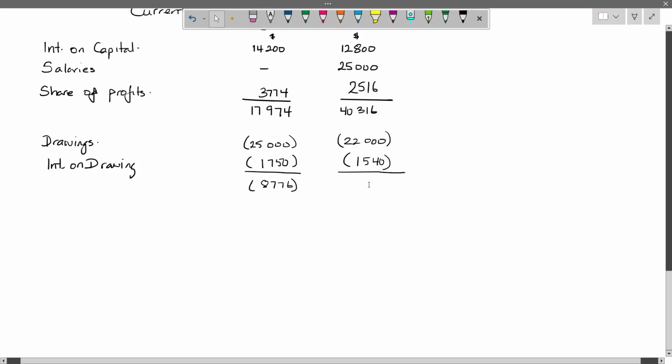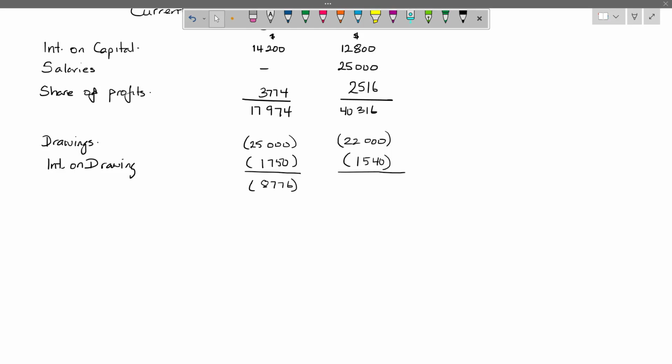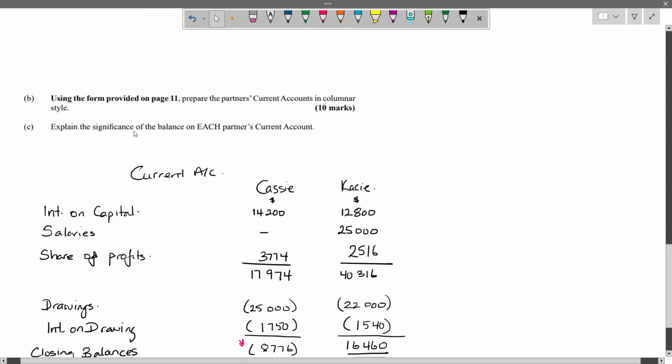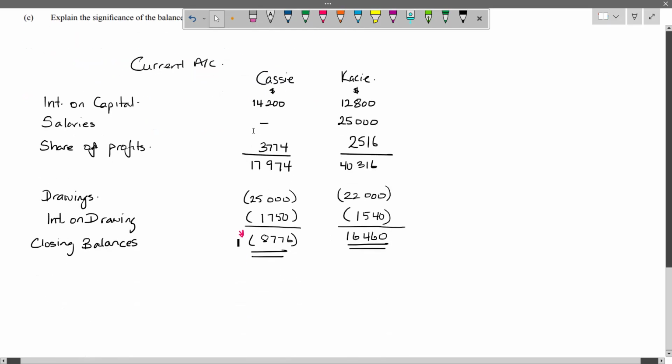All right, and then next we have 40,316 minus 22,000 minus 1540, 16,460. Now, these are the closing balances. I'm going to put a little asterisk here, right? Because for Cassie, there's a negative balance. Explain the significance of the balance on each partner's current account.